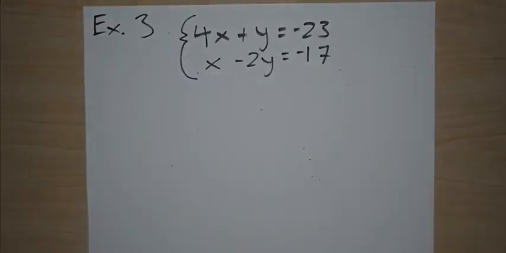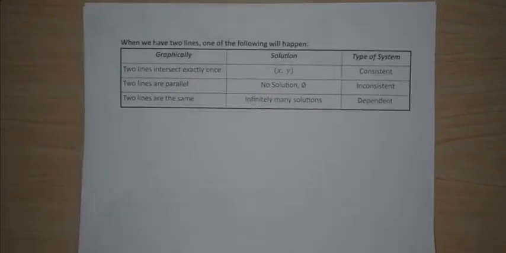This is example 3 of the solving linear systems, substitution, elimination, and calculator methods. We have a system of linear equations here, 4x plus y is equal to negative 23, and x minus 2y is equal to negative 17. And we want to find if it has a solution.